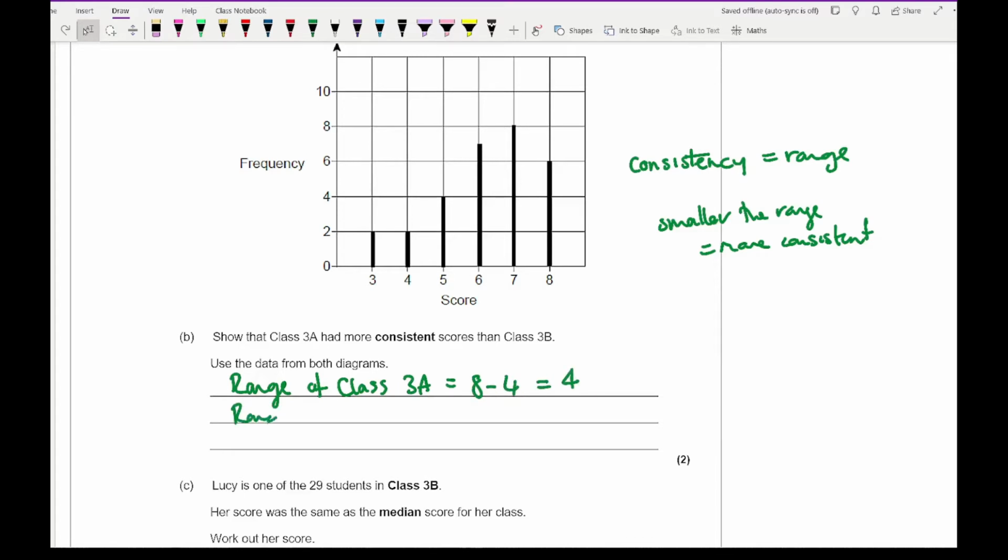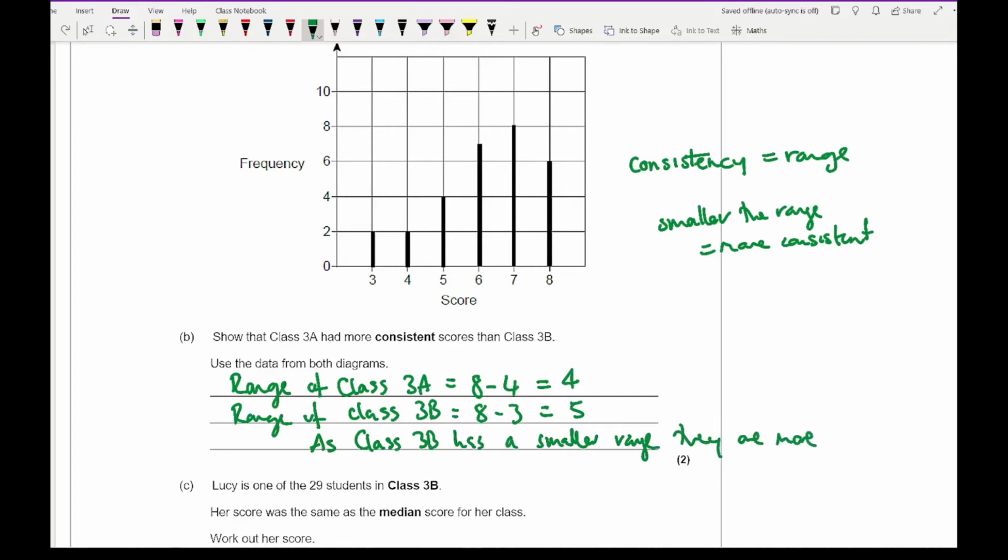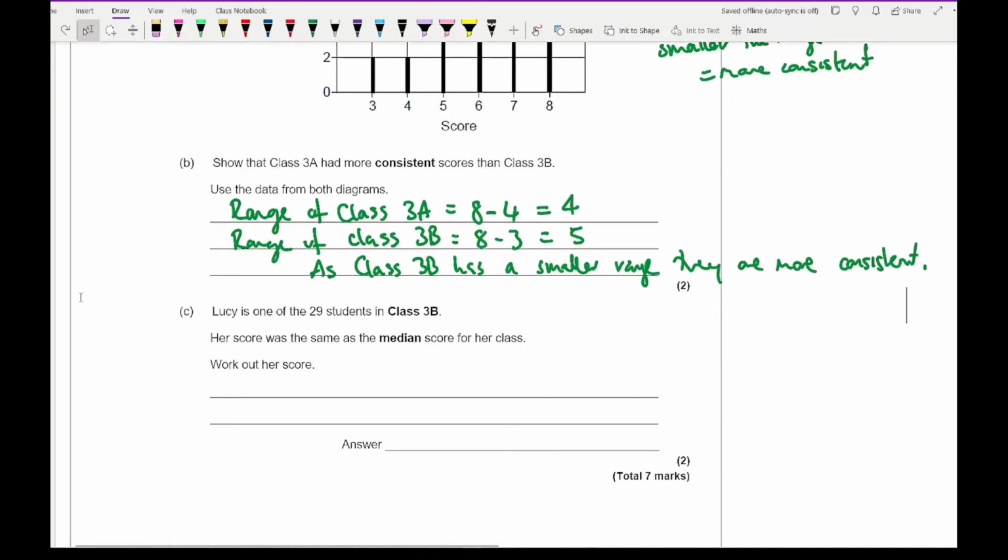Now looking at the range of class 3B. So here the high score is 8, but the lowest one is 3, and that gives me a range of 5. So as class 3A has a smaller range, they are more consistent, and something along those lines would be more than enough to get you those 2 marks. Then it says that Lucy is one of the 29 students in 3B.